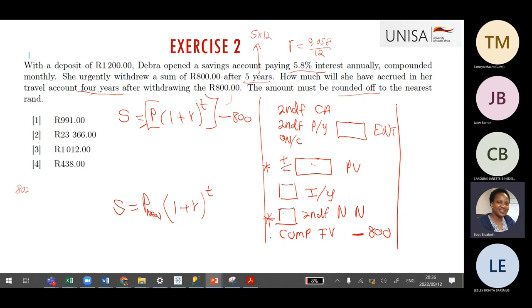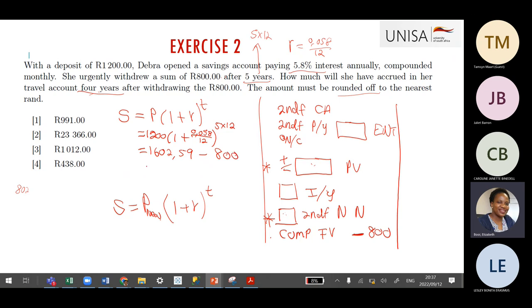If not, let me help you because we ran out of time. So you just go ahead and I'm just going to remove this step that I've added right now, so that we can have the answer properly done. 1,200 times 1 plus our rate, 0.058 divided by 12, to the power of 5 multiplied by 12. And when you do this, the answer is 1,602.59. And we need to subtract 800.